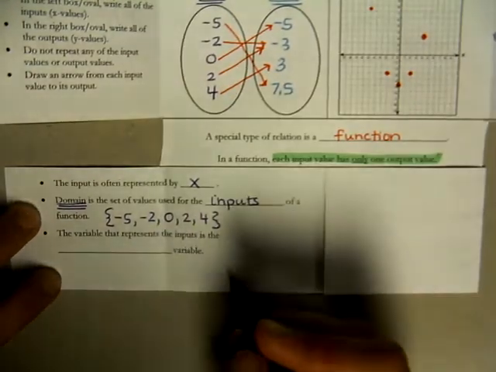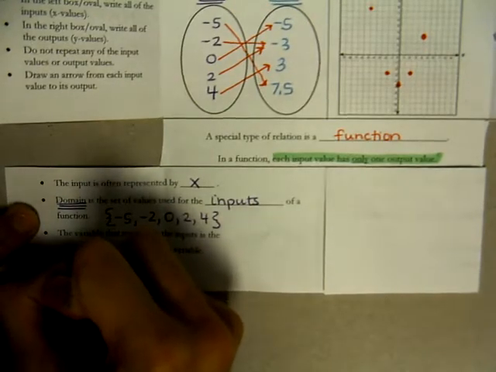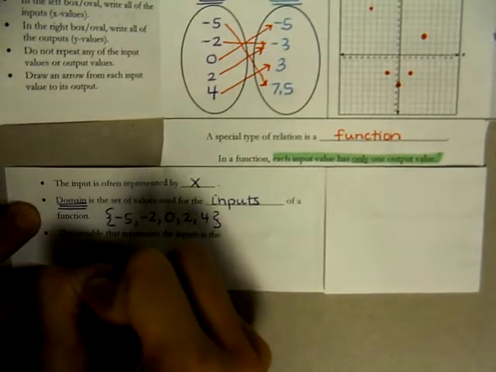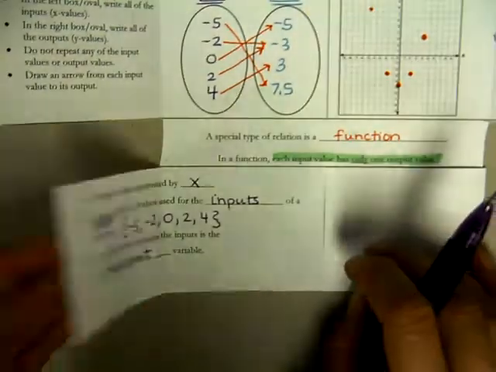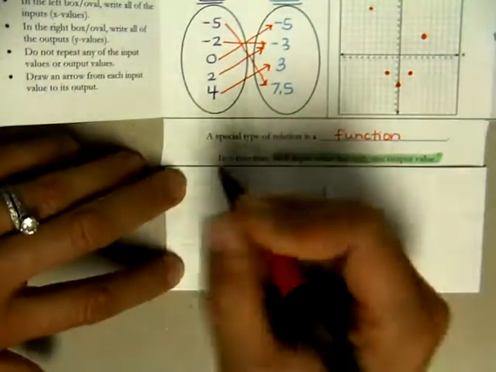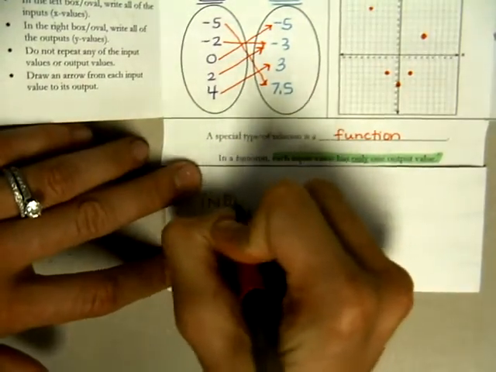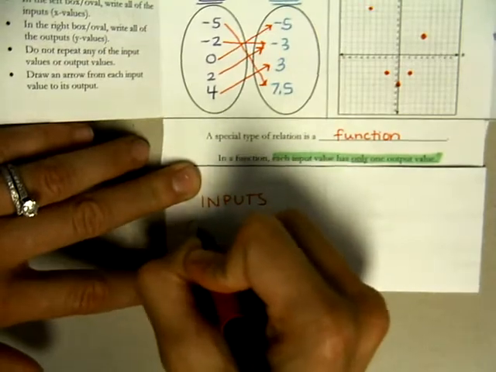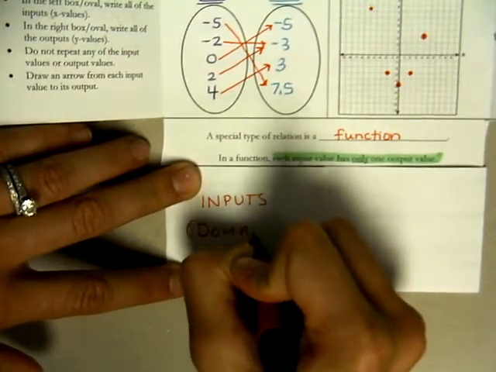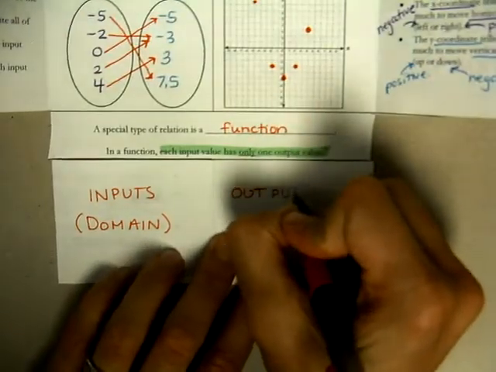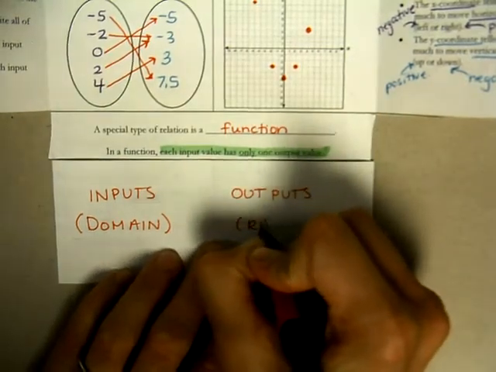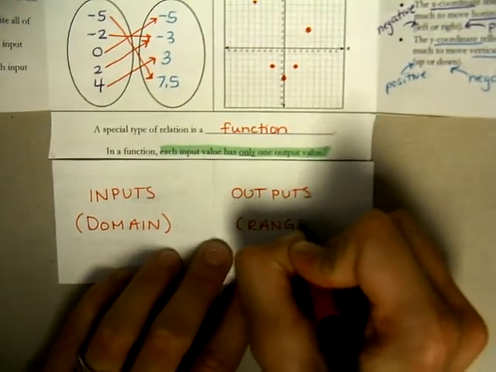And the variable that represents the input is the independent variable. So if I flip here, the vocab term we want to put on the front here is inputs, and then in parentheses, domain. Over here, we're now going to talk about outputs, or range. So let's open that up.